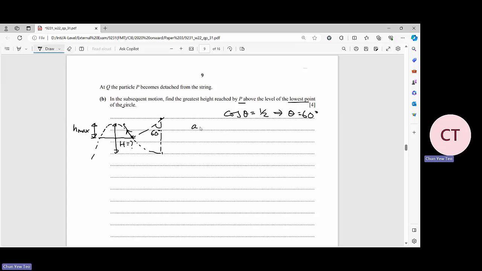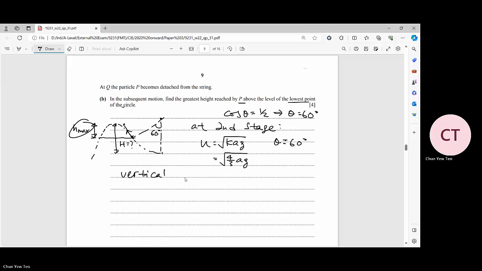So now it's at the second stage. My v will become the u, square root of kag. But just now I have found that k was 4 over 3, right? Then we also have theta is 60 degrees. So at the second stage, we have these two things already. This information is important for helping us to find the maximum height. Finding the maximum height involves the vertical, so we just consider the vertical component of the projectile motion.